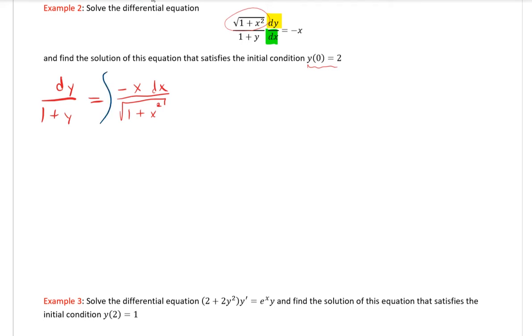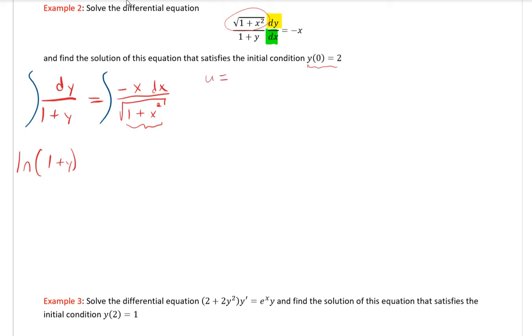And that I can take an integral of. The left-hand side's a little bit easier. That's basically just a 1 over u situation. This is going to give me natural log of 1 plus y. The other side may take a little bit of manipulation because you can do this as a u sub, or if you want to do trig sub, it would also work, but would be unnecessary.